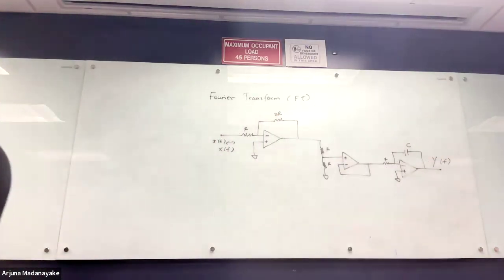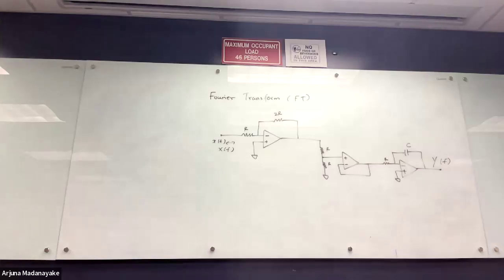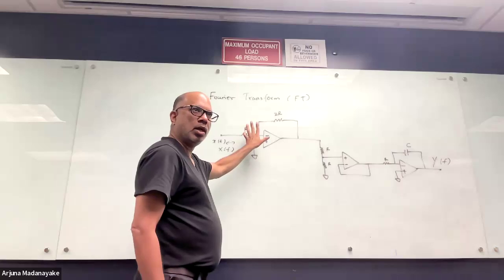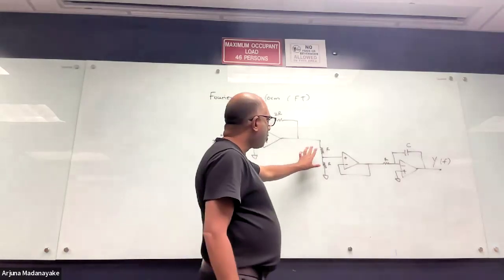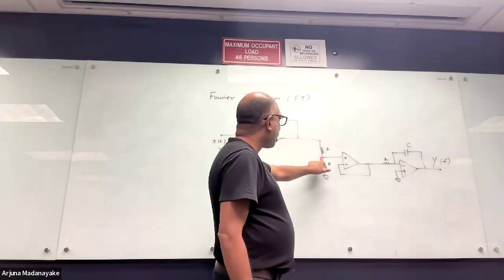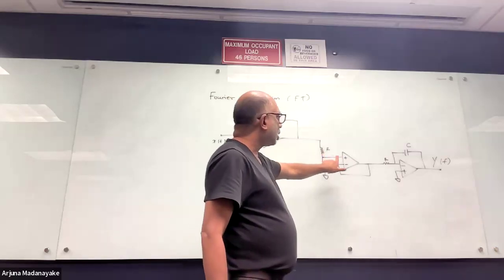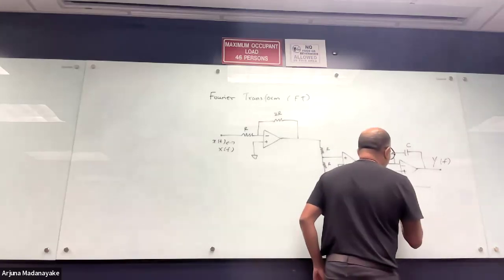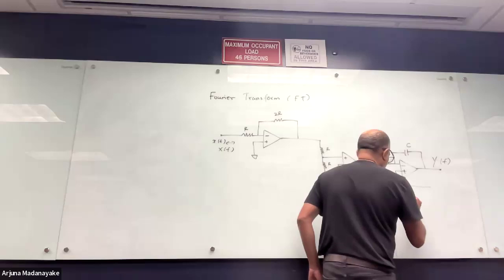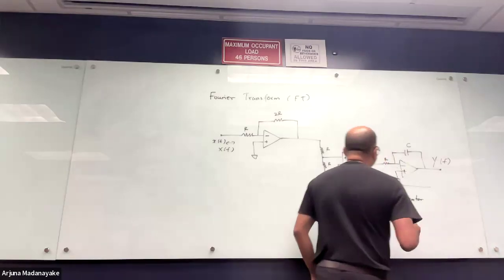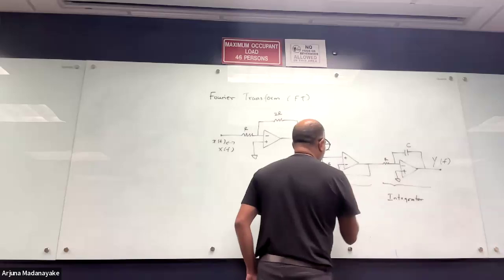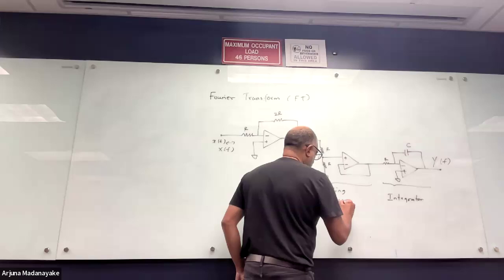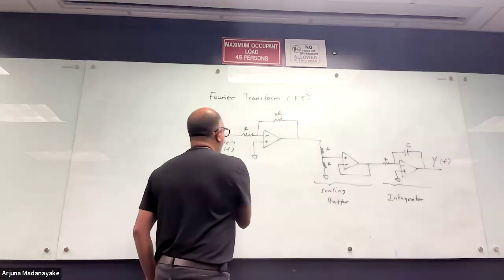So we have a circuit which has 3 op amps. The first op amp is simply a gain stage. The second op amp is a buffer tapped by a voltage divider, right? The third op amp is an integrator. So this is an integrator, a scaling buffer, and this is an amplifier.